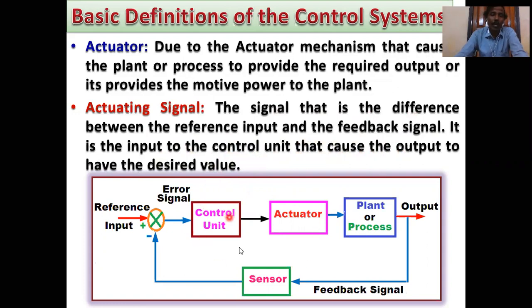So this is the feedback control system or closed loop control system. This is reference input, and this is the overall output.